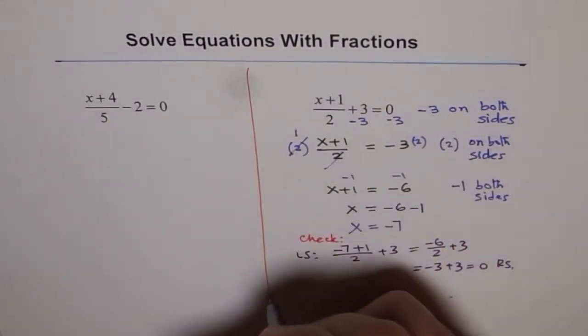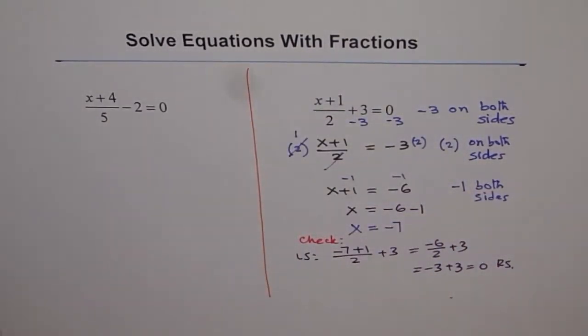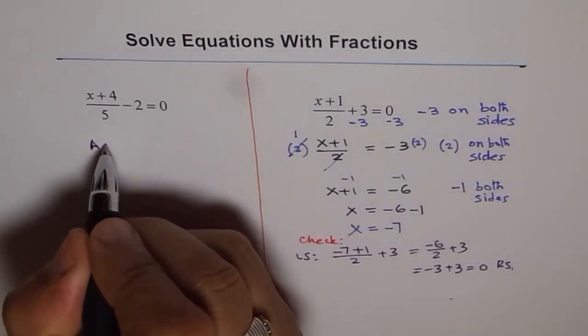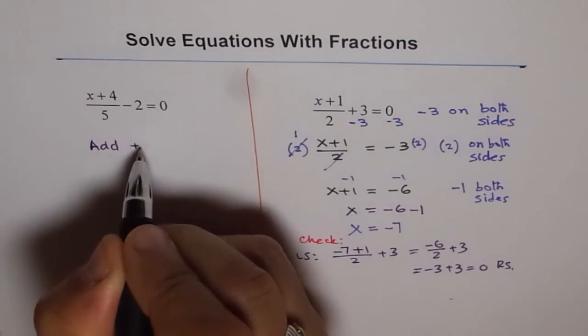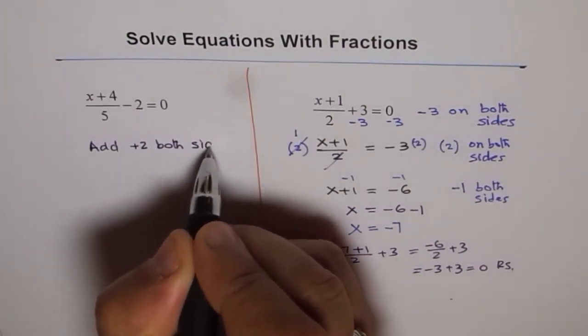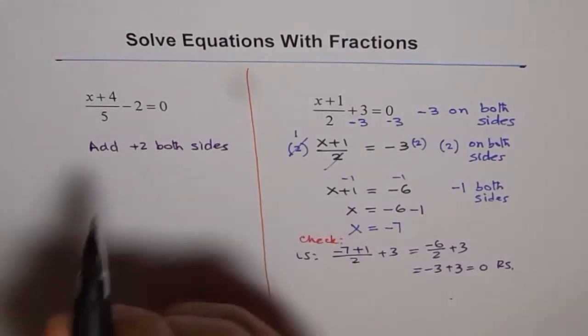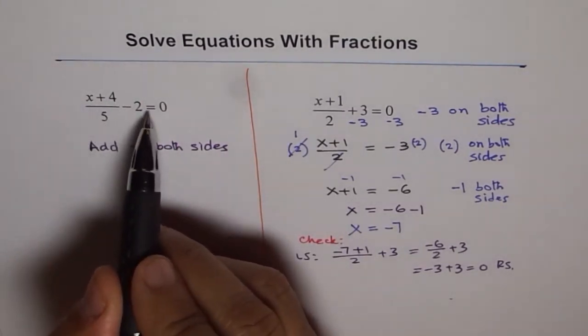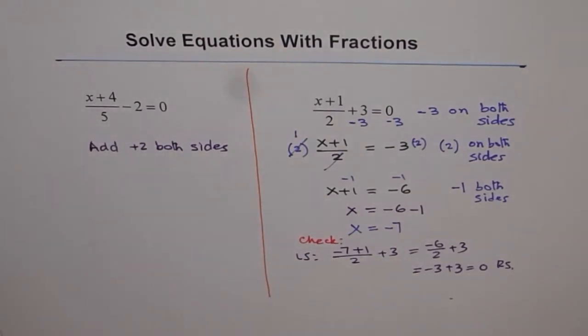Now it is for you to do this. Now we will list out the steps which you should follow and then do your work. So first step is, what are we going to do? We are going to add, that means plus 2 both sides. Is that okay? So when you do plus 2 both sides, you will get (x + 4) divided by 5 equals 2. That is the first thing you will get.